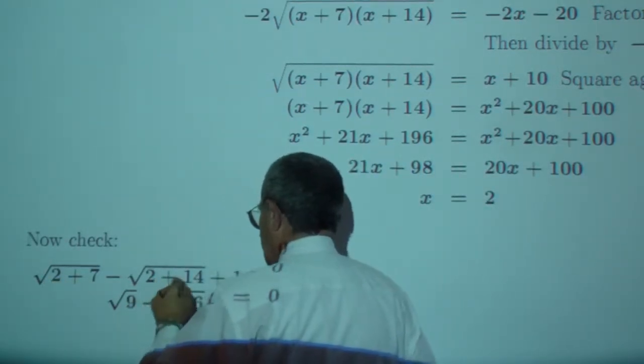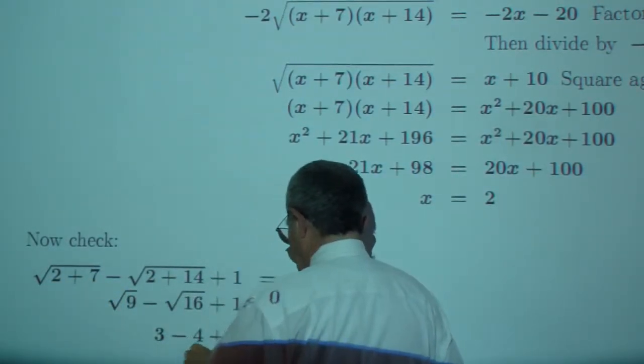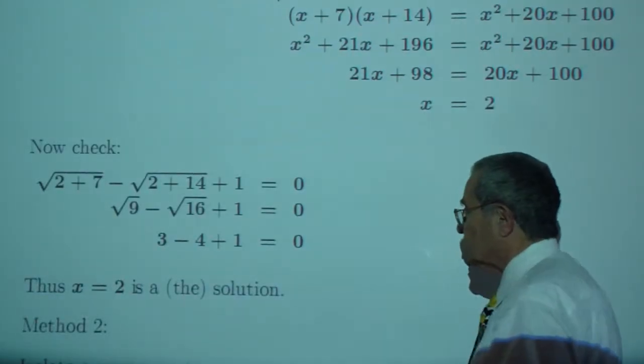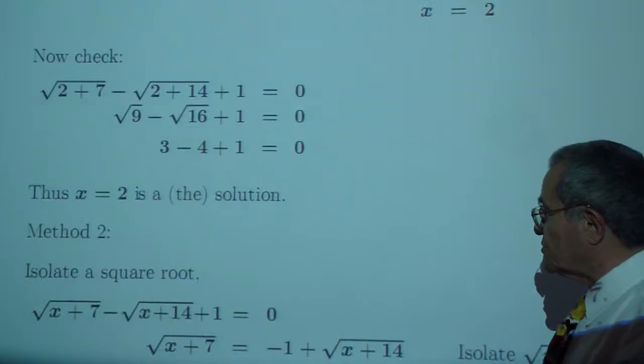X is 2, 3 minus 4 plus 1 is 0. That seems to work, so x, which is 2, is a solution.